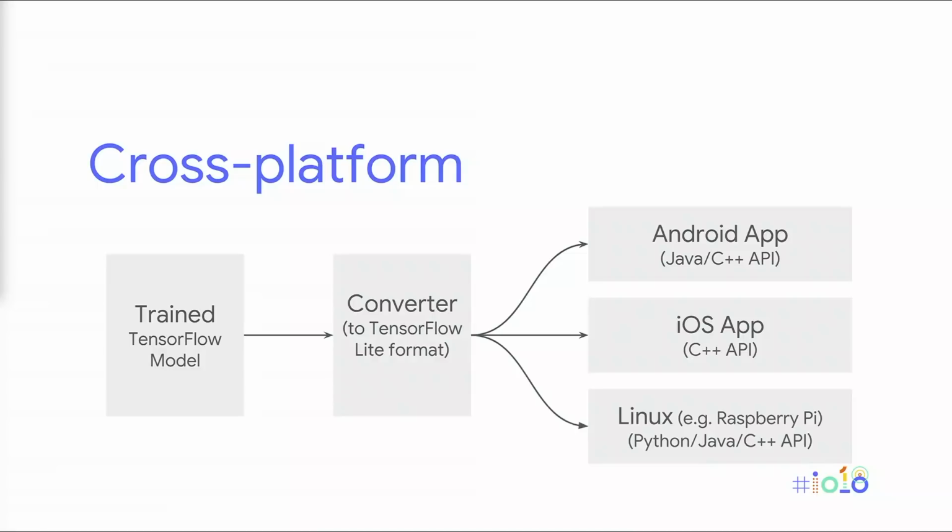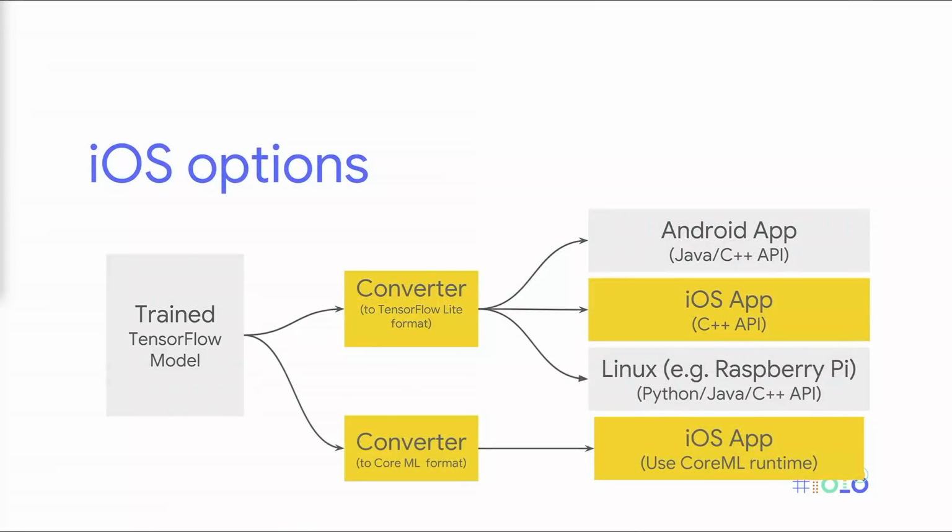TensorFlow Lite is cross-platform, so it works on Android, iOS, Linux. And a high-level developer workflow here would be to take a trained TensorFlow model, convert it to TensorFlow Lite format, and then update your apps to use the TensorFlow Lite interpreter using the appropriate API. On iOS, developers also have the option of using CoreML instead. And what they would do here is to take their trained TensorFlow model and convert it to CoreML using the TensorFlow to CoreML converter, and then use the converted model with the CoreML runtime.